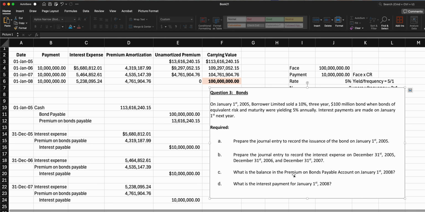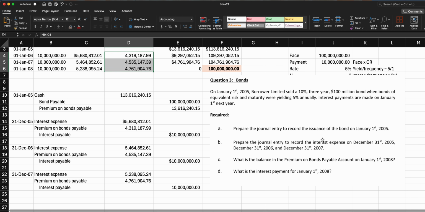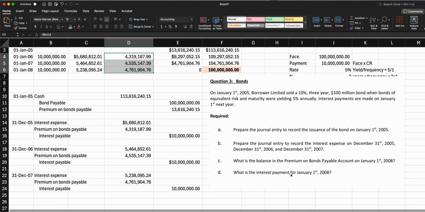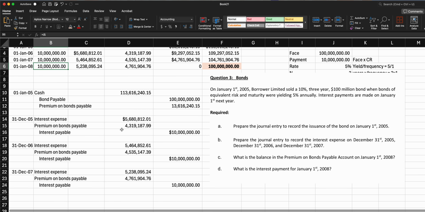Now, what is the balance of the premium on January 1st, 2008? 0, right? Basically, I could have asked you this for any one of these dates, but you're looking at this column right here, right? The balance on January 1st, 2006 was 9.2 million. The balance on January 1st, 2007 was 4.7 million. The balance of the premium on January 1st, 2008 is 0 because it's been fully repaid. So 0 is the answer to that. And then what is the interest payment for January 1st, 2008? Well, the interest payment, careful, is 10 million. That's it.